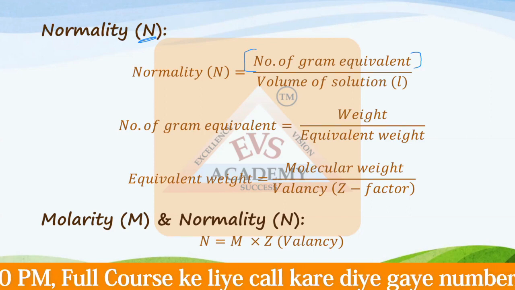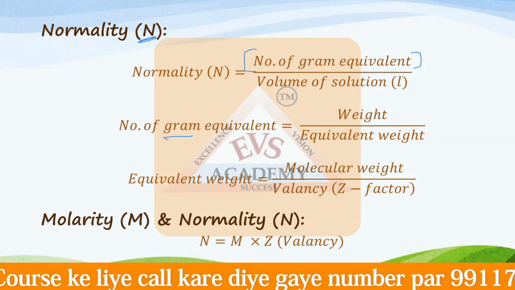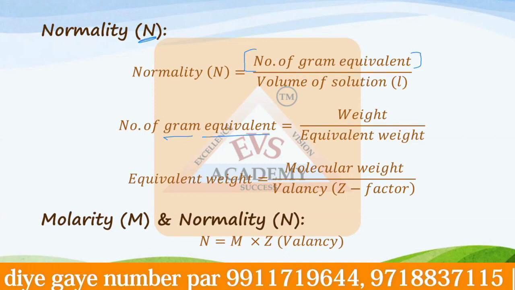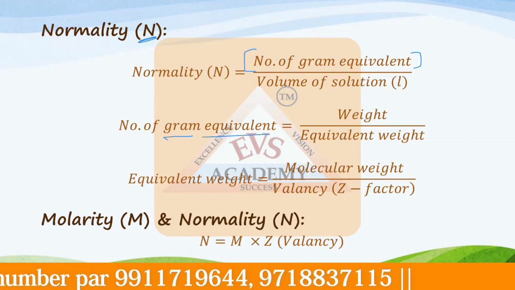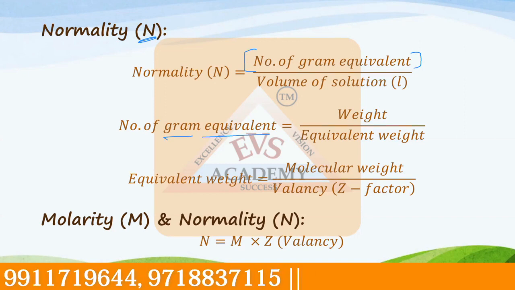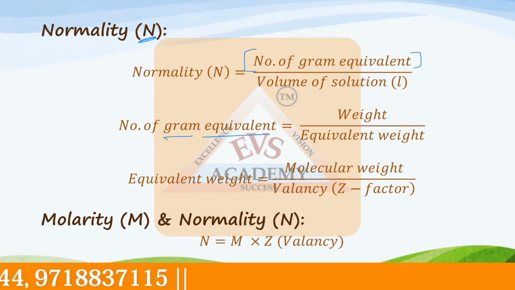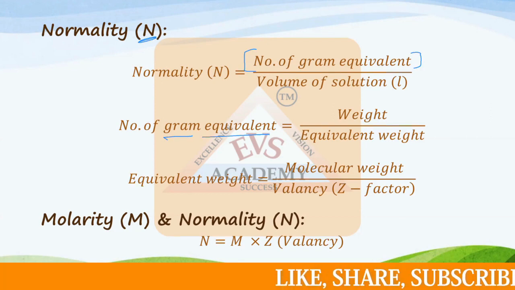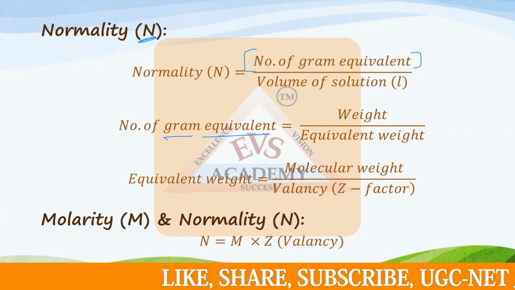Now how to calculate the number of gram equivalents? As in the name you can see, this is gram equivalent. It means weight per gram equivalent. So this is weight divided by the equivalent weight of that particular solute which is present in the solution. Now what is equivalent weight? Equivalent weight is generally calculated with this formula.